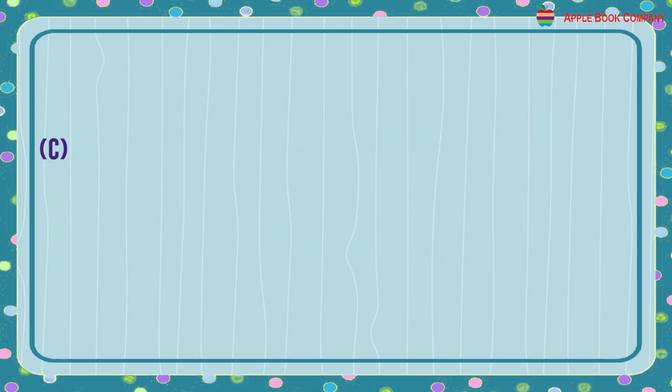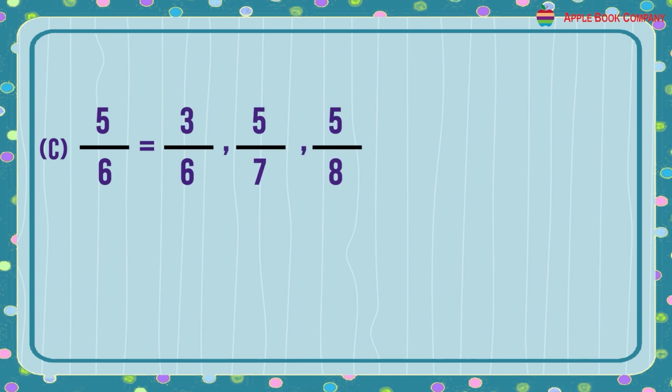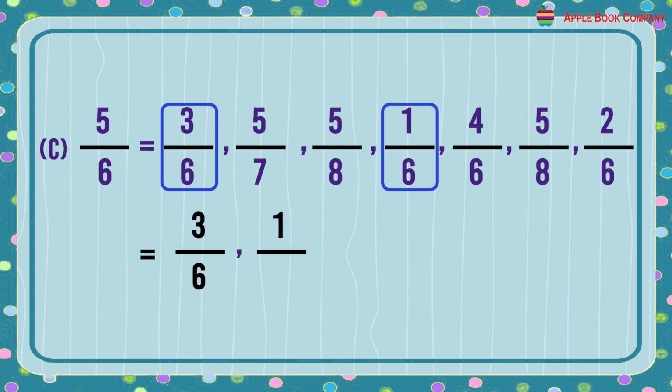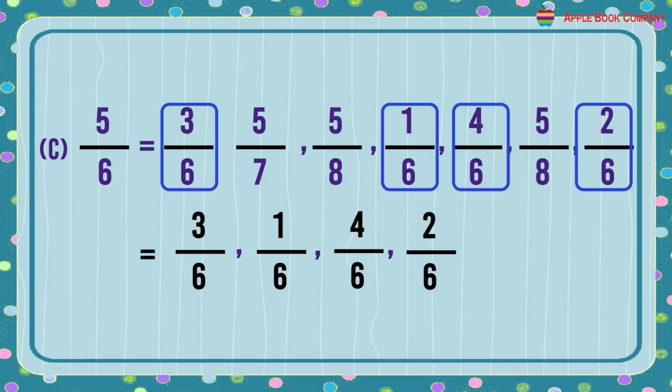Now let's do the last one. 5 by 6 is the question. Please pick out the like fractions. 3 by 6, 5 by 7, 5 by 8, 1 by 6, 4 by 6, 5 by 8, and 2 by 6. The answer is 3 by 6, 1 by 6, 4 by 6, and 2 by 6.